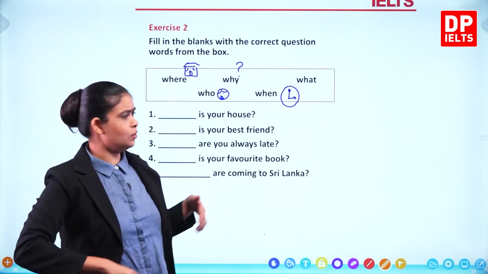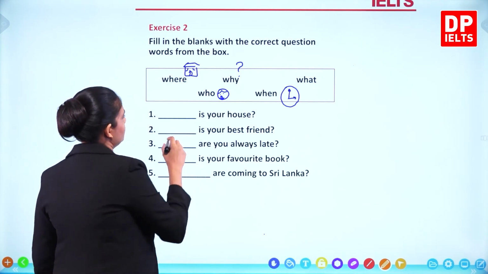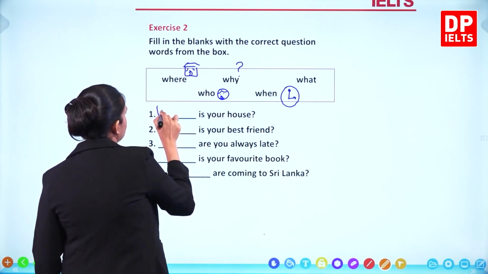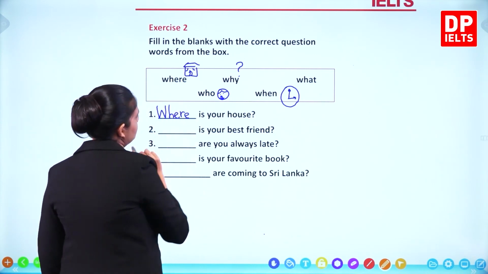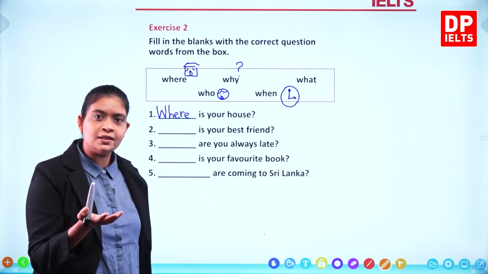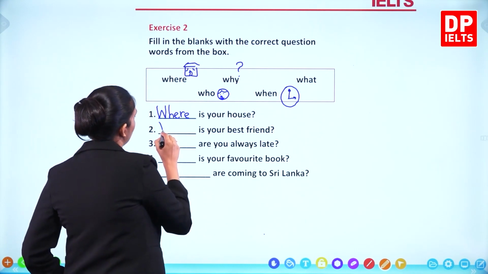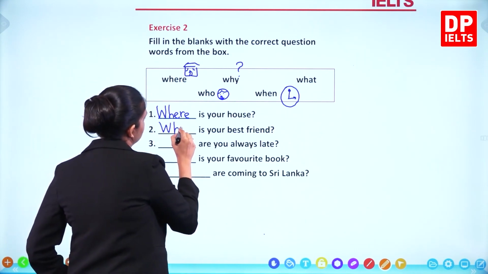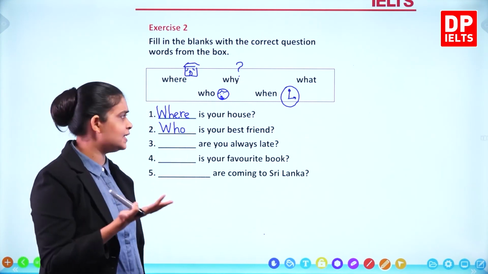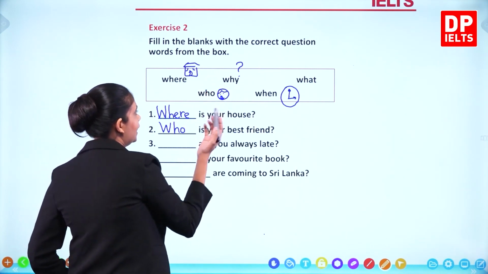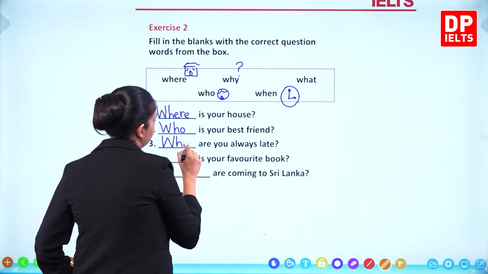Is your house? House is talking about what? A place. Where is your house? Now, because it is at the start of the sentence, we would be writing a capital W. Where is your house? Best friend. Best friend is talking about a person. So, we're going to say, who is your best friend? Always late. Asking why I'm always late. So, it should be a question tag as to a reason: why are you always late.